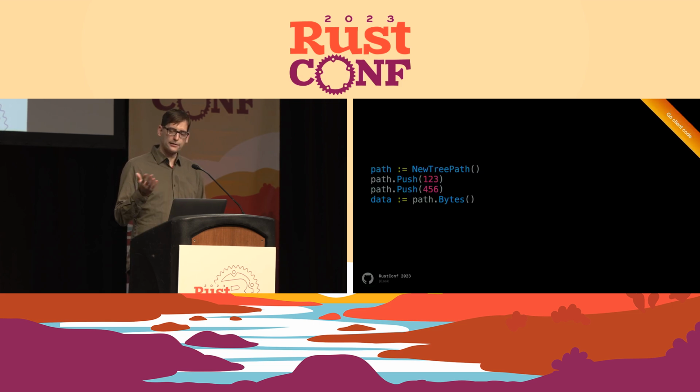As I say, it looks just like normal Go code. It looks very pleasant to use. You just create a path, and then you can push IDs onto it, and then you can get the bytes out and do something with them, like save it in your database. But astute observers might have noticed a problem with this code. And the problem is right here.